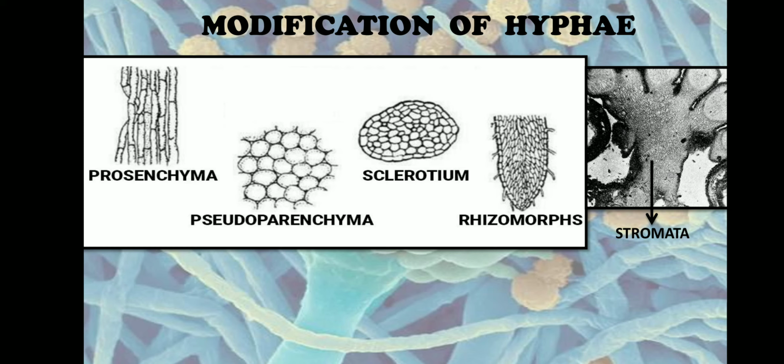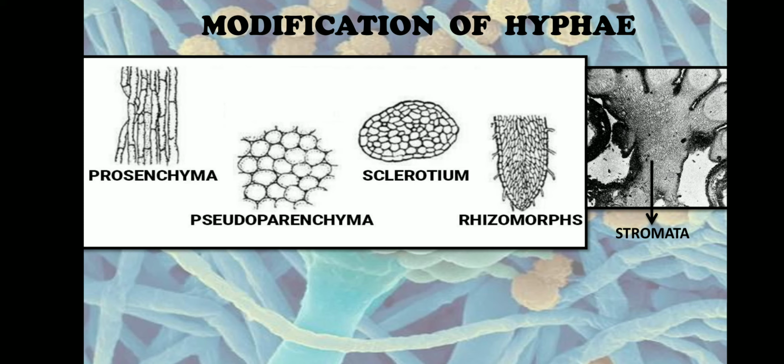During unfavorable conditions, the fungal hyphae will aggregate to form sclerotia, and it acts as the resting phase of fungi. It acts like a spore. Whenever there are favorable conditions, the sclerotium will germinate to form a new individual.